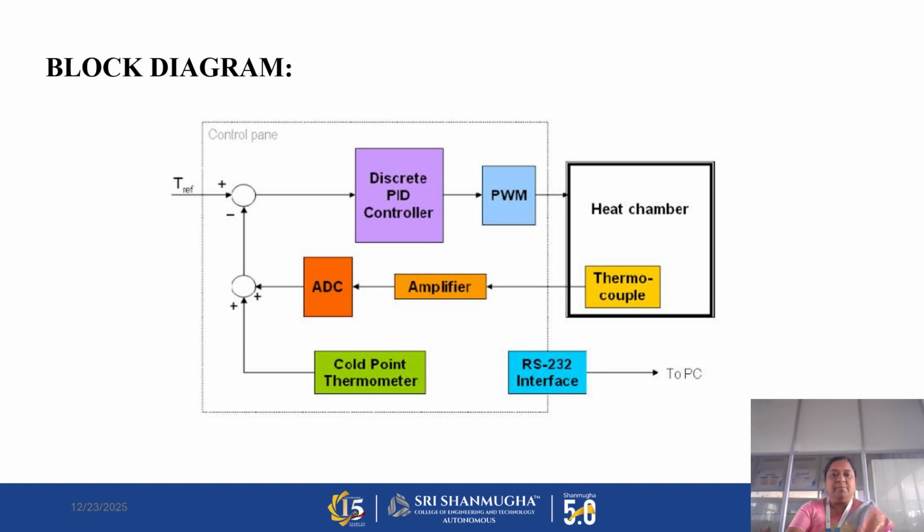So I have a control plane, where a T reference is already given to the PID controller. Always a temperature reference has to be given in order to check whether the desired device under test is working properly. After the heat is given in the heat chamber, it is measured and converted, given to the amplifier and then to an analog to digital converter circuit. I have an RS-232 interface which is connected to the PC in order to measure the thermal energy.